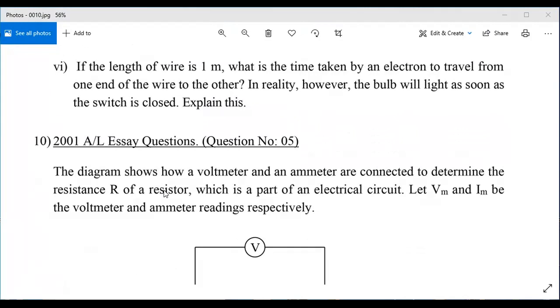If the length of the wire is 1 meter, what is the time taken by an electron to travel from one end of the wire to the other? In reality, however, the bulb will light as soon as the switch is closed. Explain this.